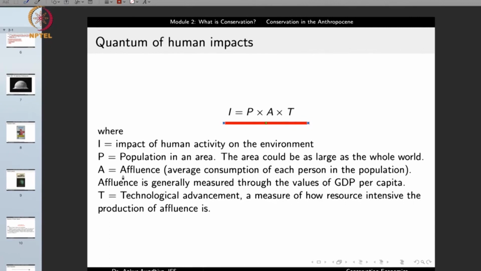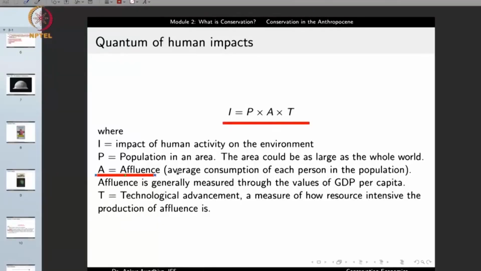I is also proportional to the affluence. Now, affluence is the average consumption of each person in the population. So, affluence is telling us how much amount of resources are being consumed by one person. Affluence is generally measured through values of GDP per capita. And what affluence is telling us is that the more affluent you are, the more amount of resources that you are using. And so the amount of impact that you will have by using a large amount of resources will also be large. So I is also proportional to A.